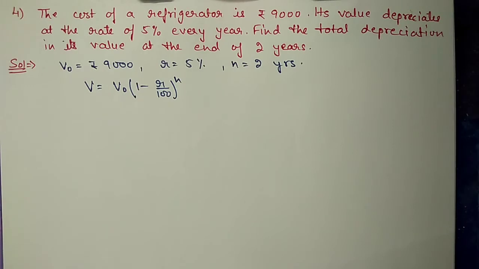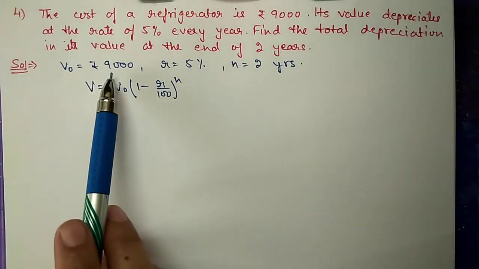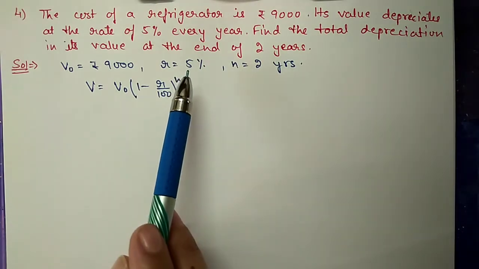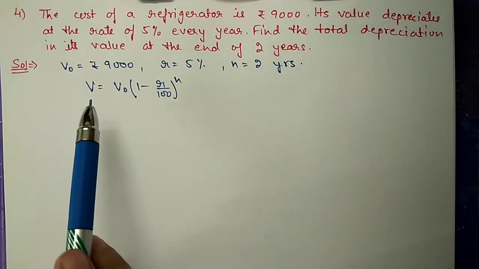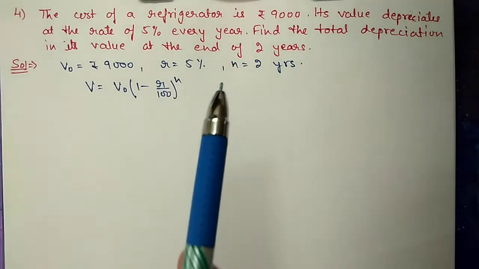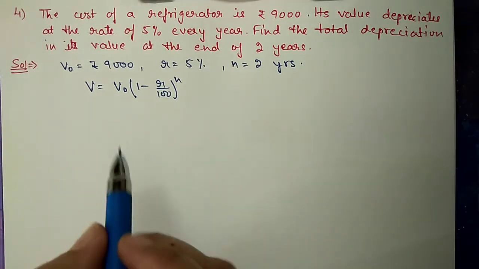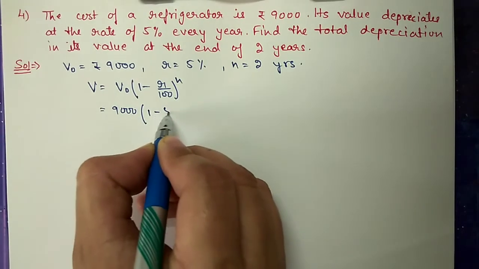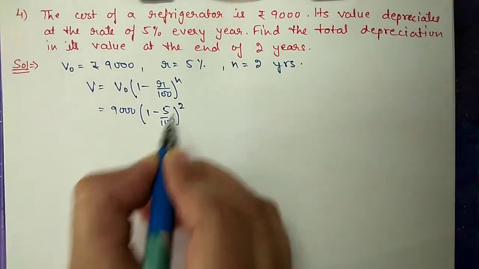Next question number 4. The cost of a refrigerator is 9,000. Its value depreciates at the rate of 5% every year. Find the total depreciation in its value at the end of 2 years. So, initial value is given as 9,000 rupees. We have to find after 2 years, and rate of depreciation is given as 5%. We will use here the formula V is equal to V naught into (1 minus R by 100) to the power n, because here depreciation is there, so the minus symbol will come. Substituting values: 9,000 into (1 minus 5 by 100) to the power 2.